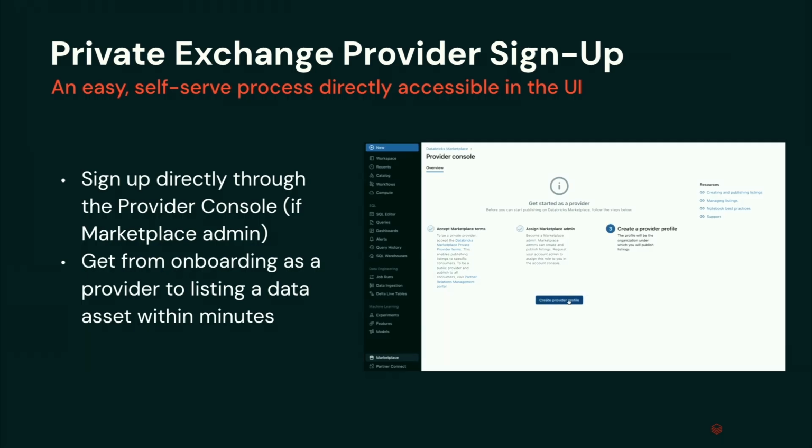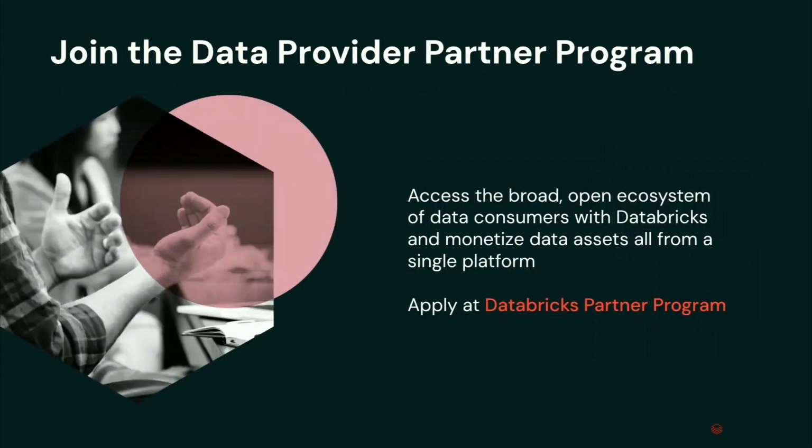There's two main ways to do this. If you just want to be a private exchange provider, it's super simple and super easy. In the provider console today, you can go in. It's a self-serve setup process. Three steps, you click through a few buttons, you're all done. Second one, if you want to be a public marketplace provider, just join our data provider partner program, and then we'll have our representatives reach out to you.